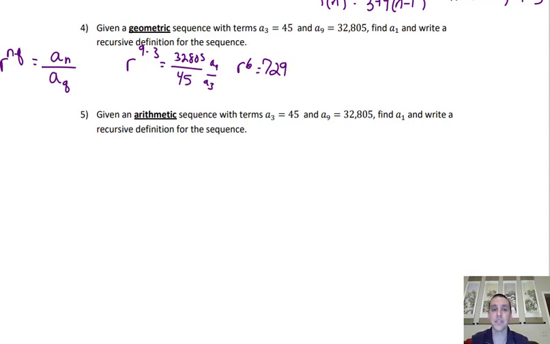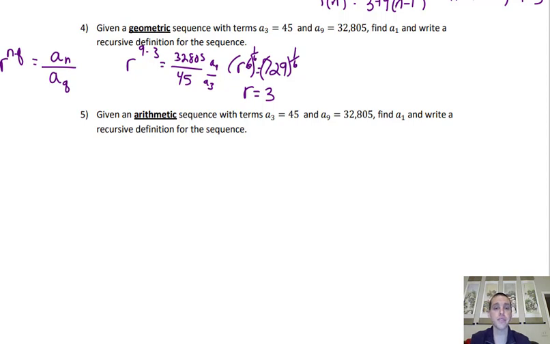How do I get rid of the r to the 6? Well, we've got to use what we learned before this year. Raise it to the 1/6. 729 raised to the 1/6 gives you 3. So all that work to get you the common ratio.